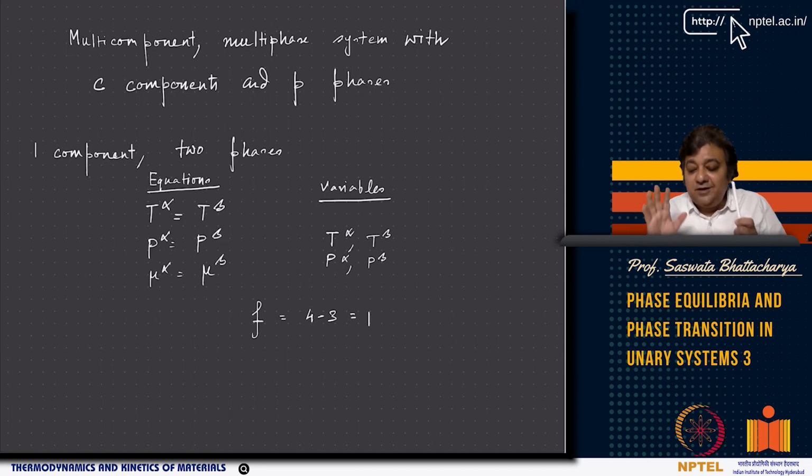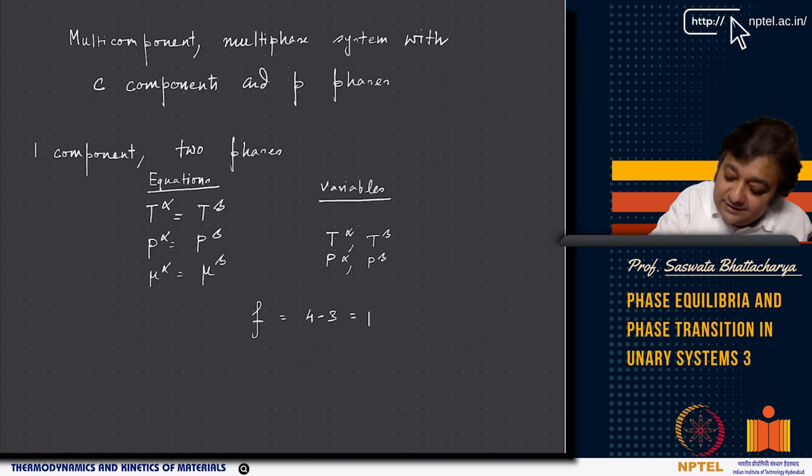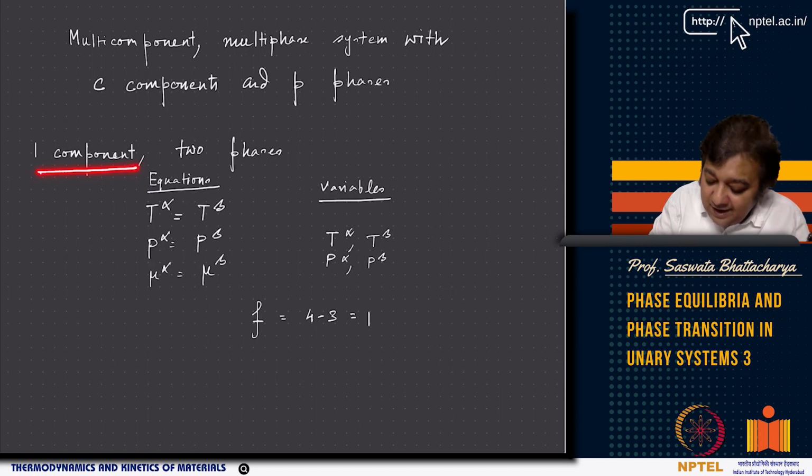To a multi-component, multi-phase system. Now, multi-component, remember, we are talking about unary systems, but we will generally define a multi-component system, obtain the Gibbs phase rule, then we will apply it to one component systems. But as an example, I can take one component in a multi-component system.